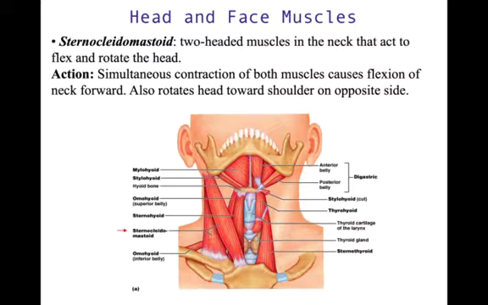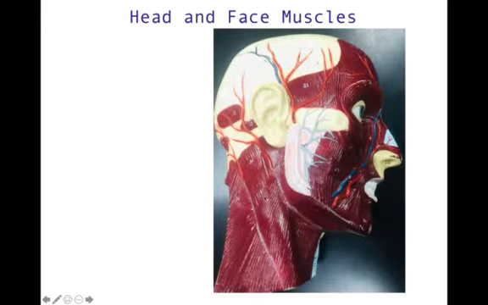When both of the sternocleidomastoid muscles contract, well then it causes flexion of the neck forward, so kind of bringing your chin down to your chest, for example. All right, so what would that look like here? You can actually see it right here. So here's your sternocleidomastoid right there.